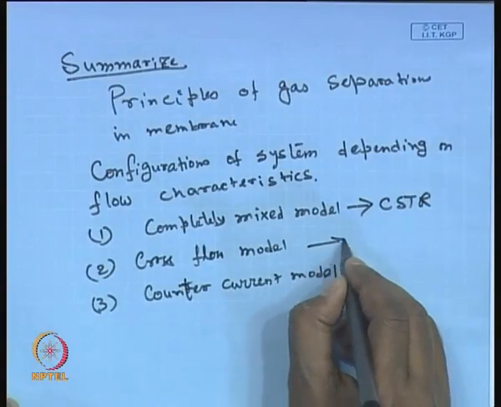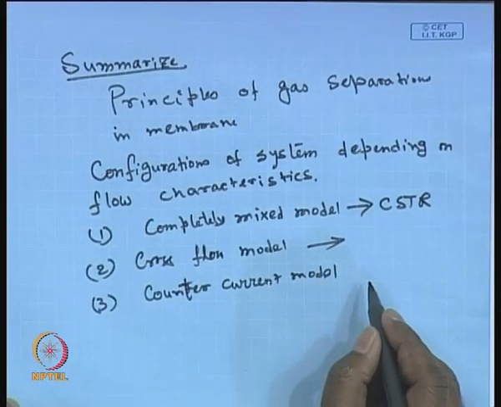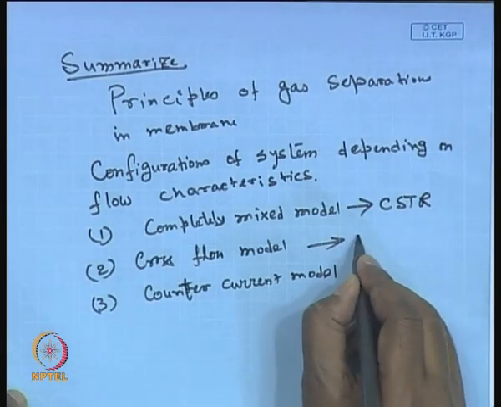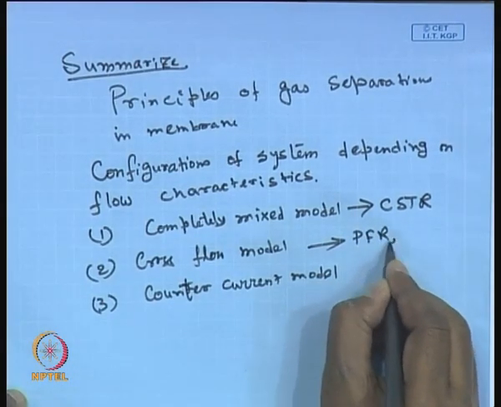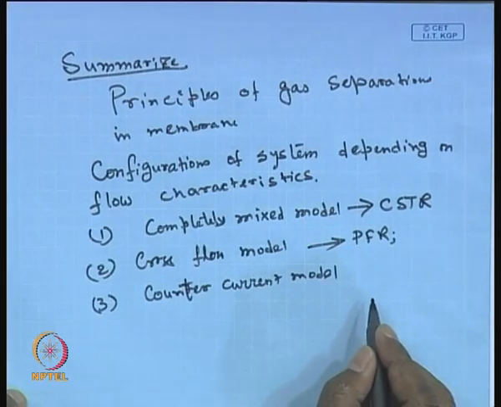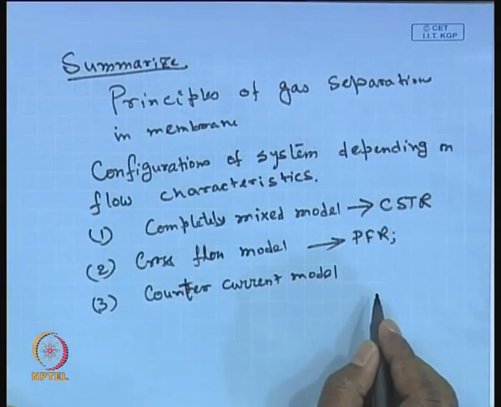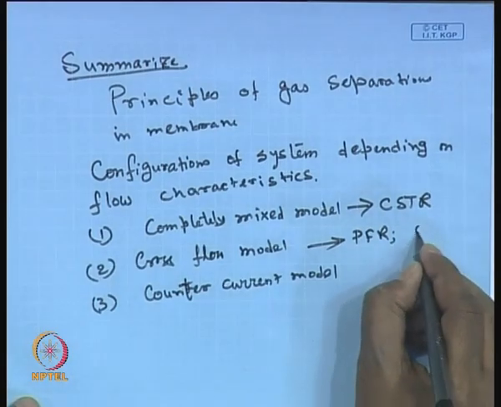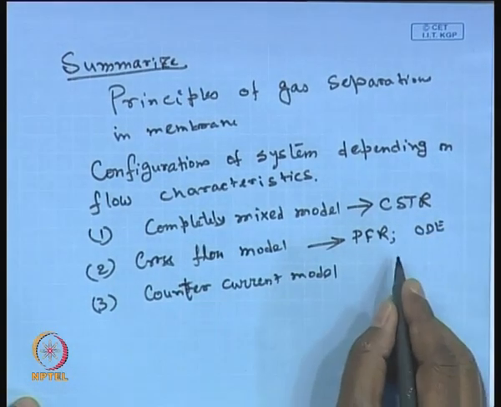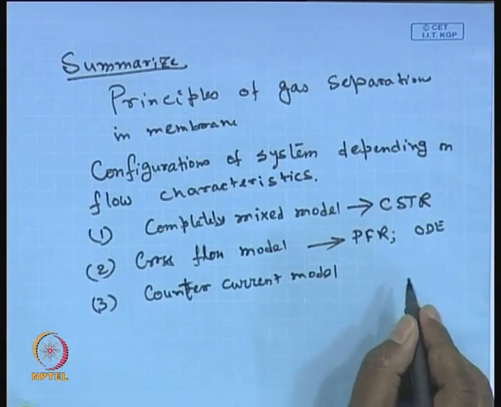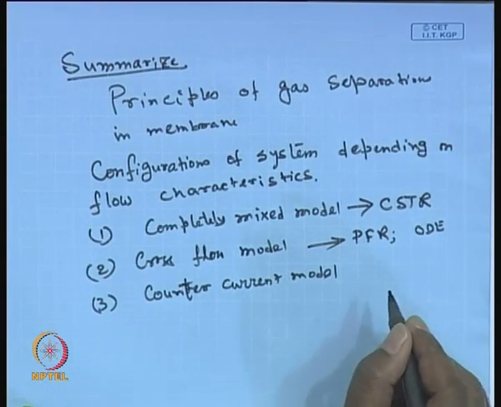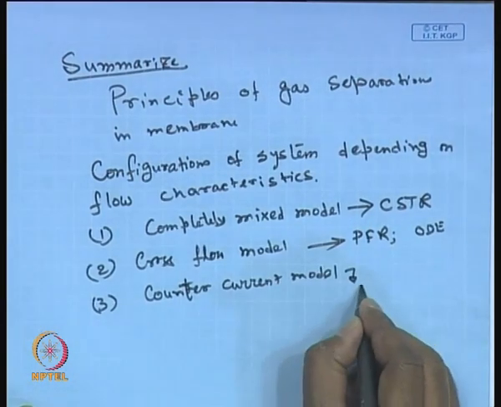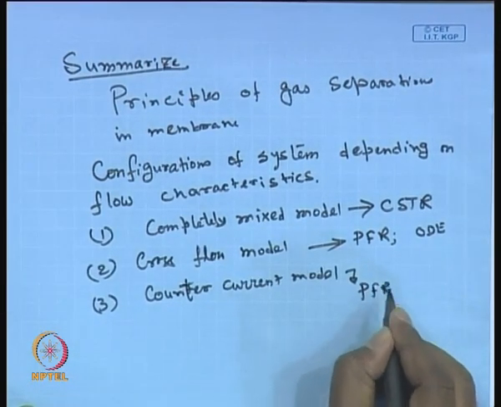Next one is the cross flow model. Here we found out that it is like a plug flow reactor, and the concentration of the solute will vary as a function of membrane area or the length of the module. So, therefore, the governing equations were ODE, and this case is much simpler, and we got almost an analytical solution in our model. And the counter current model is also like a plug flow reactor.